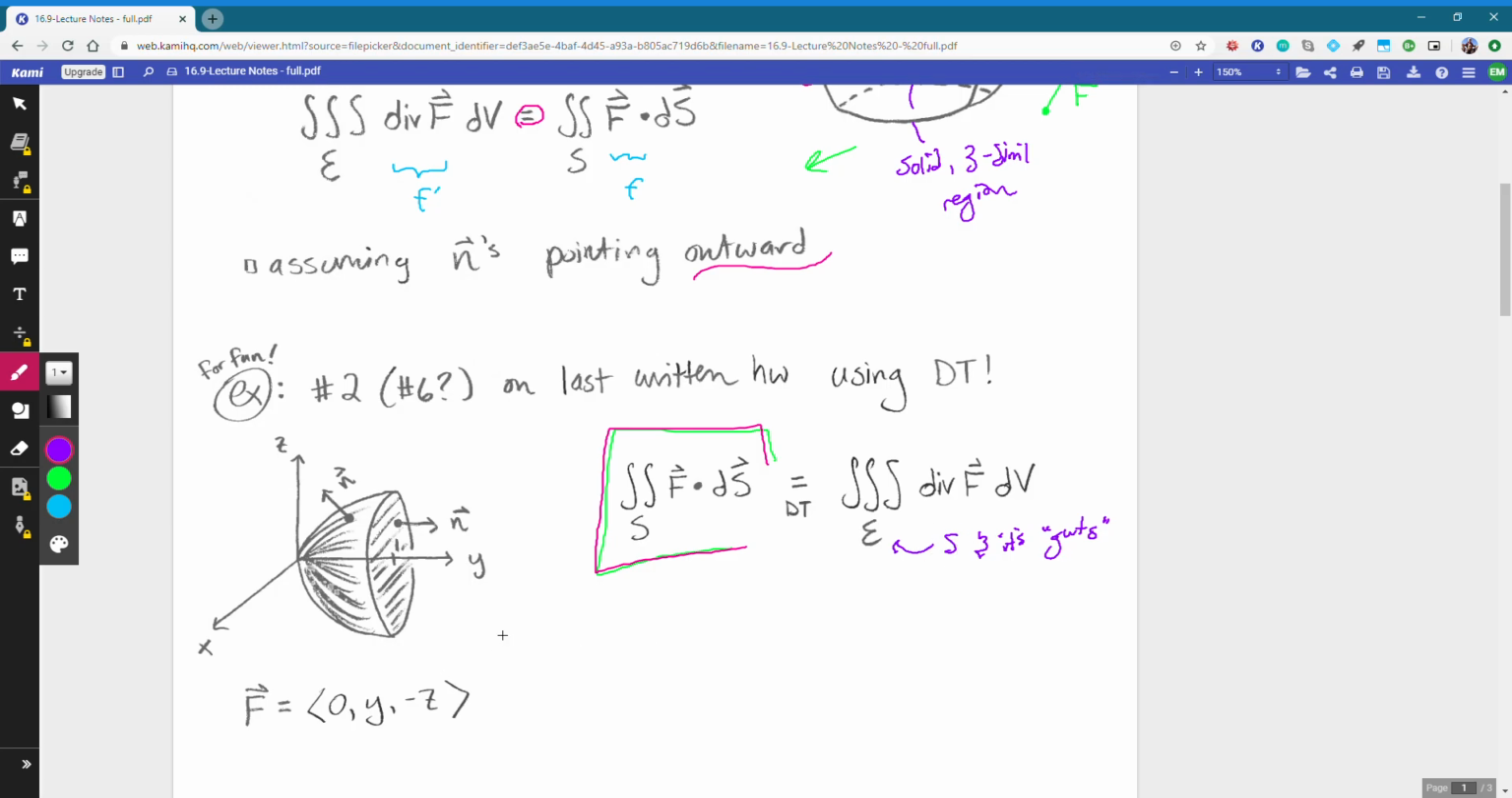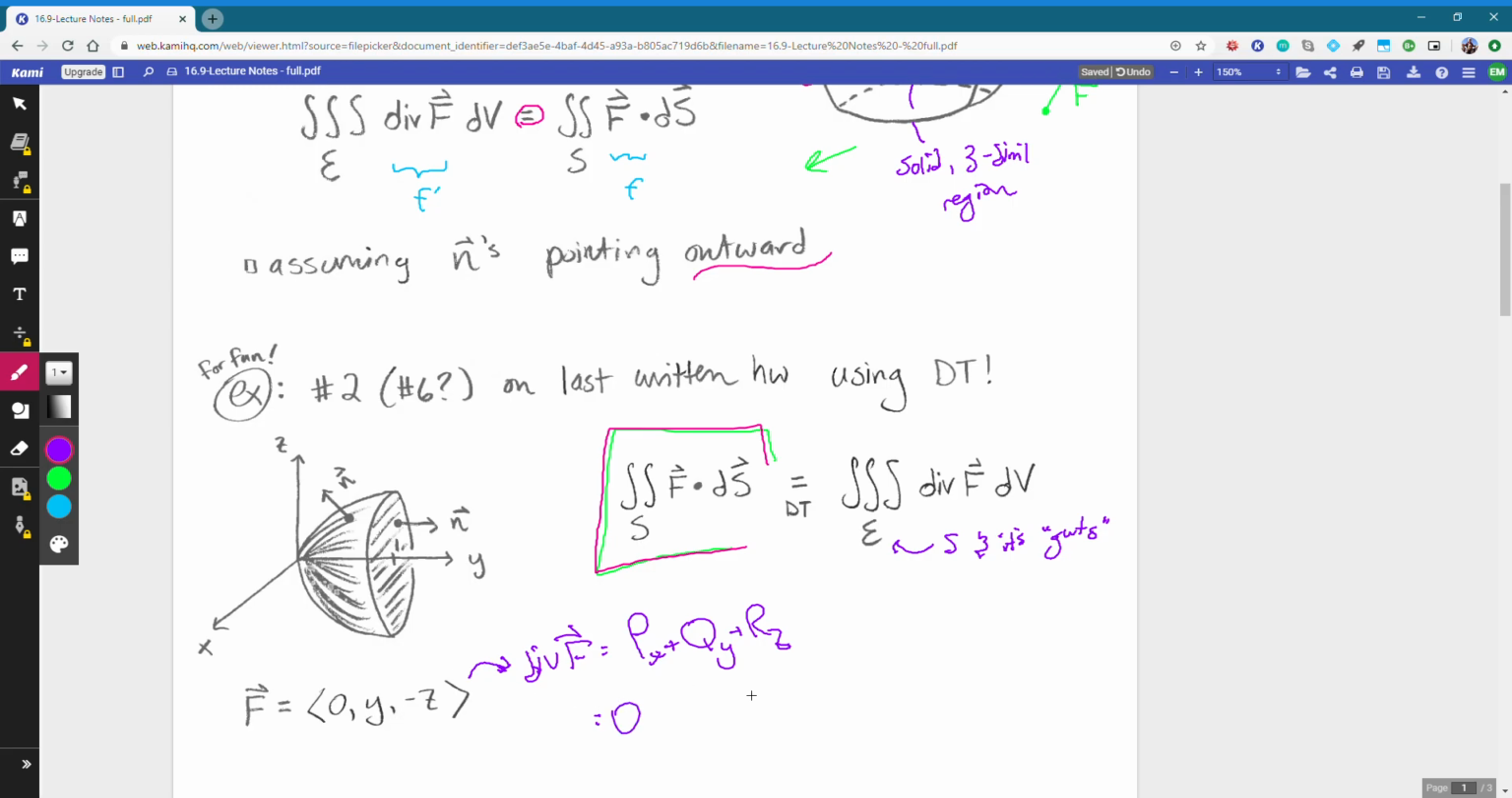And what's kind of cute is that here, if we look at our vector field, what's the divergence of this vector field? If you have the formula, it's P_x plus Q_y plus R_z, just taking the partials, adding them up. And so P with respect to x is 0.